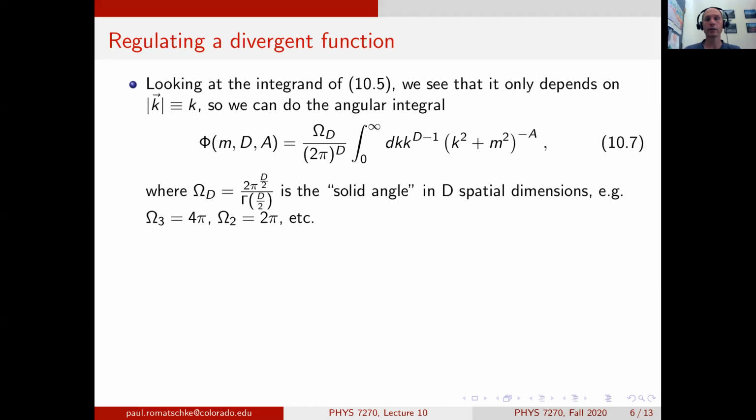If we look at the integrand of this expression for phi, we see that it only depends on the absolute value of the k vector. That means that we can do the angular integral and we find that the function phi is proportional to the integration over the absolute value of k times the solid angle in d spatial dimensions, which I denote as omega_d. And omega_d is given by this expression here. This is just a fancy expression for the solid angle that in 3 spatial dimensions evaluates to the familiar 4 pi, in 2 dimensions is 2 pi, and so on.